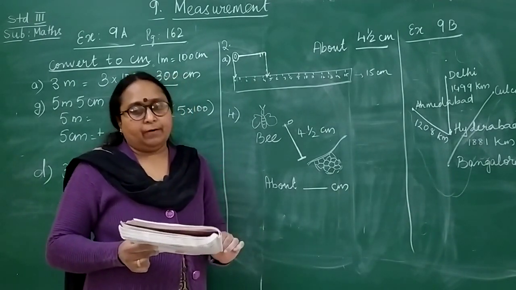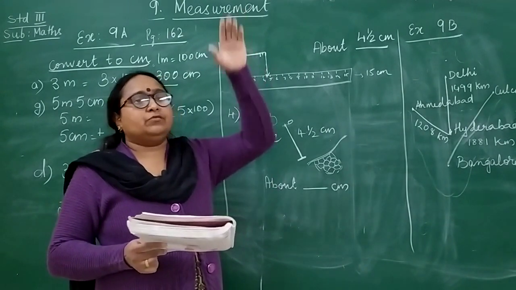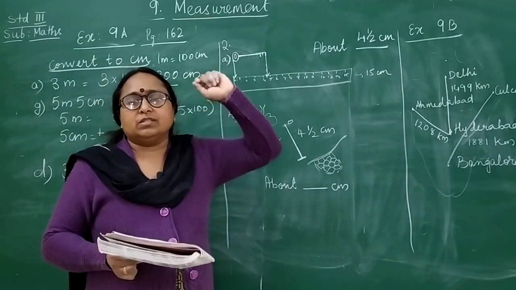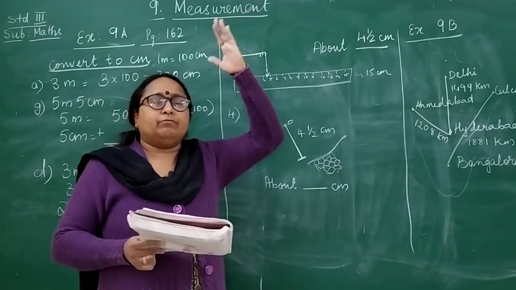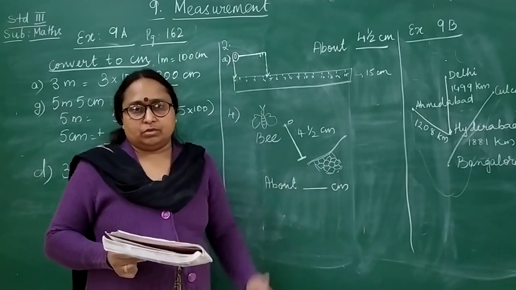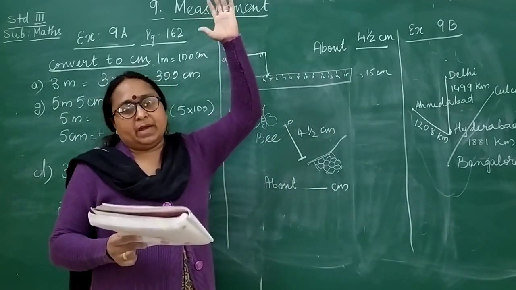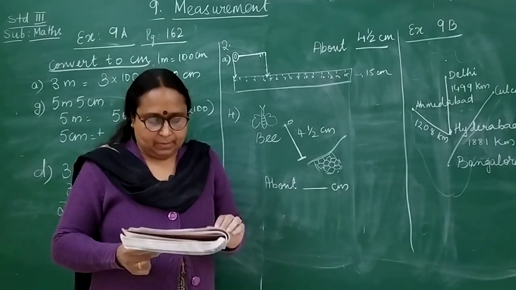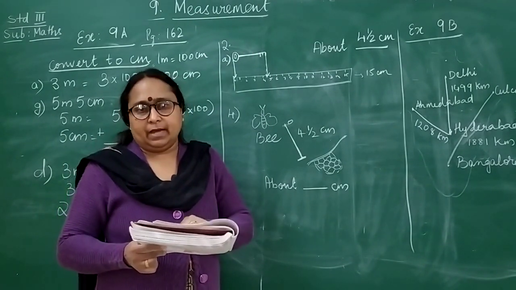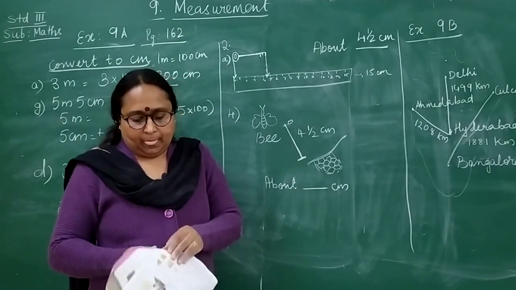Then height of a flag post. Flag post means where you tie the flag, you hoist the flag. So that where you tie the flag, we call it as a flag post. So it is very tall. So you will measure it in meter, m. It is 5 meter, 5 m. Okay.